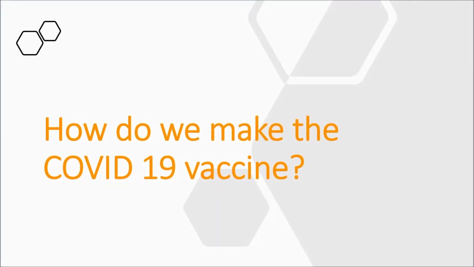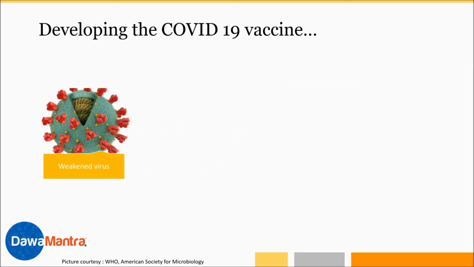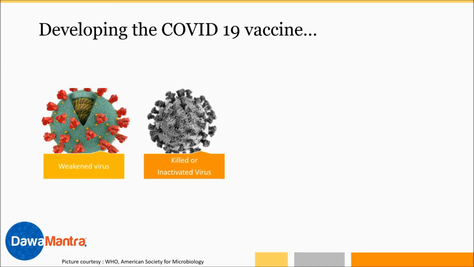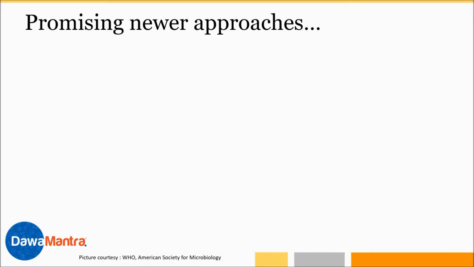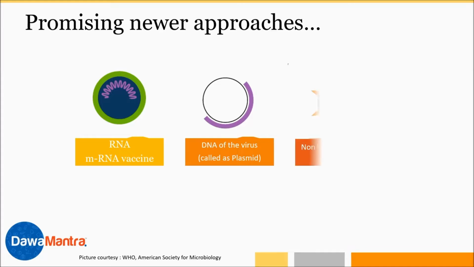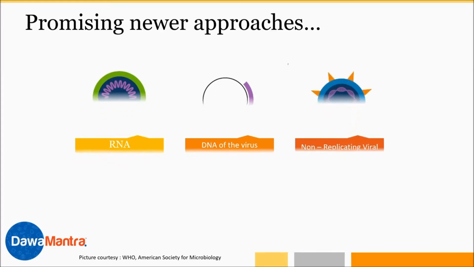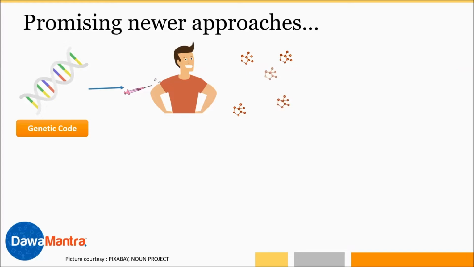Researchers have used the following ways to develop the COVID-19 vaccine. They have used a weakened virus. They have used a dead virus, part of the virus or a subunit of the virus, or some protein fragment. Some researchers are also focusing on new approaches like DNA, RNA, or non-replicating viral vector vaccines. These vaccines contain a genetic code. Upon entering the body, this genetic code makes the antigen which the body recognizes and makes corresponding antibodies for it. It's like your own vaccine manufacturing machine.